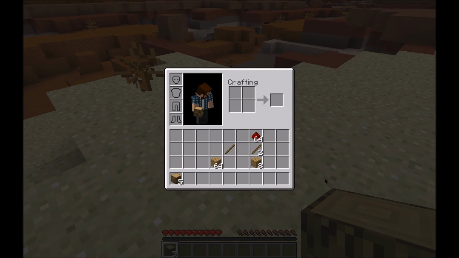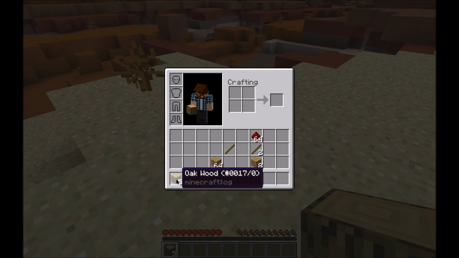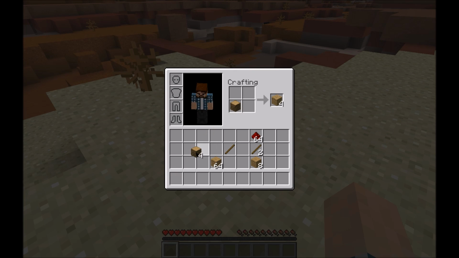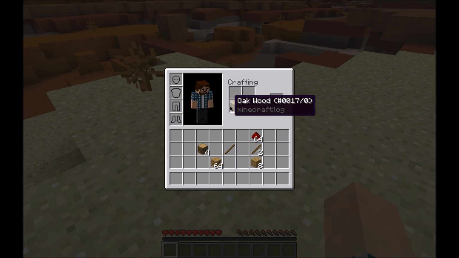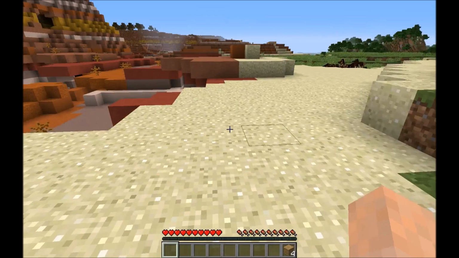Okay, I've got some wood. Whoops, there's some remnants of previousness. So one thing I can do is compare 1 oak wood to 4 wood planks. Crafting is where I'm going to show you most of the ratios. So we get a ratio of 1 wood to 4 planks. 1 wood to 4 planks.